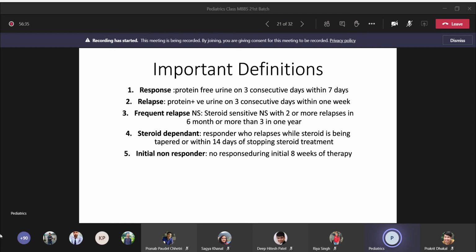Then what is steroid dependent? A responder who relapses while the steroid is being tapered or within 14 days of stopping the steroid. What happens if you give the steroid? I will come to the treatment. There are 2 protocols: one is the ISKDC protocol and one is the APN protocol. I will come to that in the treatment. Now let us come to the initial non-responder, not responding in the initial 8 weeks. This is called steroid resistant.